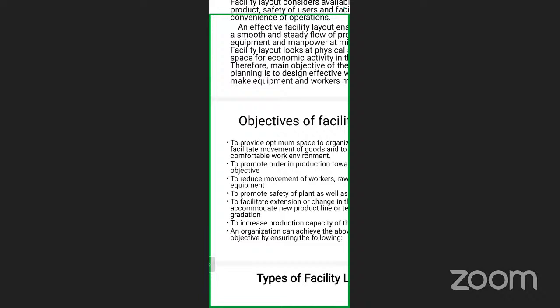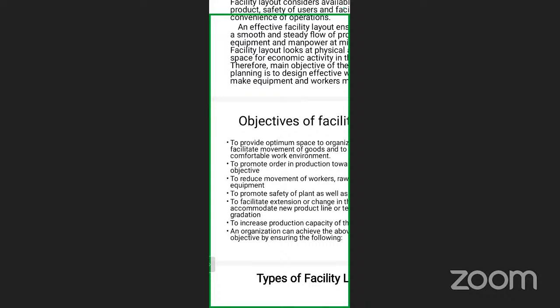Then we have to discuss the objectives of facility layout. First objective, to provide optimum space to organize equipment and facility, movement of goods, and to create a safe and comfortable work environment. Yes, it is right.